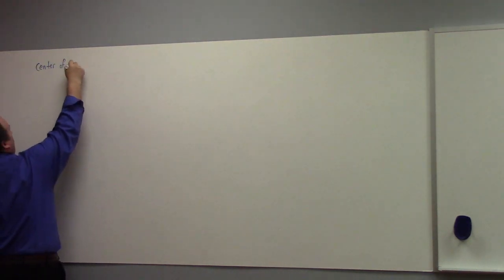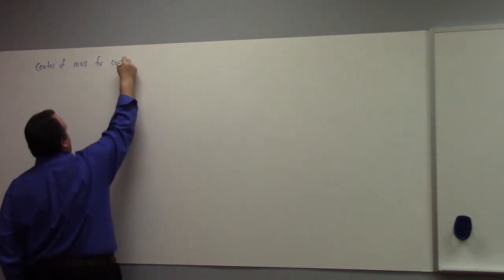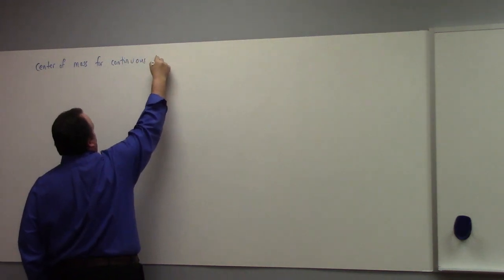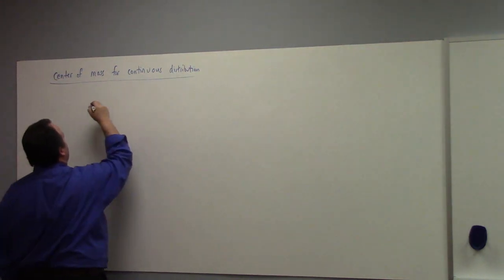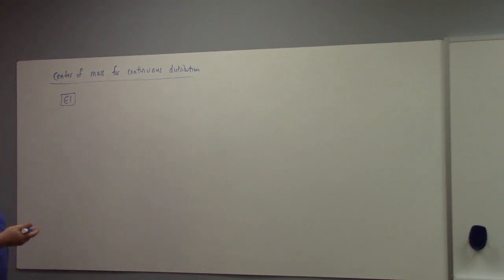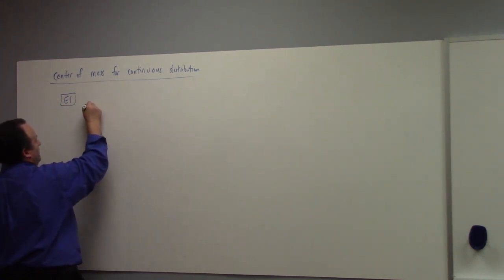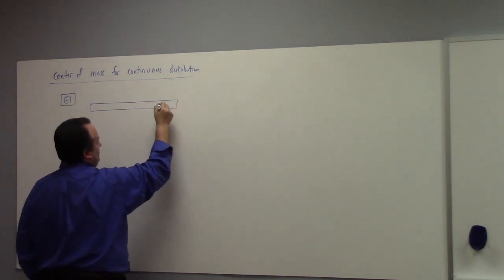So, I think I owe you guys an example on continuous mass distribution. So let's talk about center of mass for continuous distribution. Example 1: suppose you've got this stretch of wire, and it's a peculiar wire, all right?